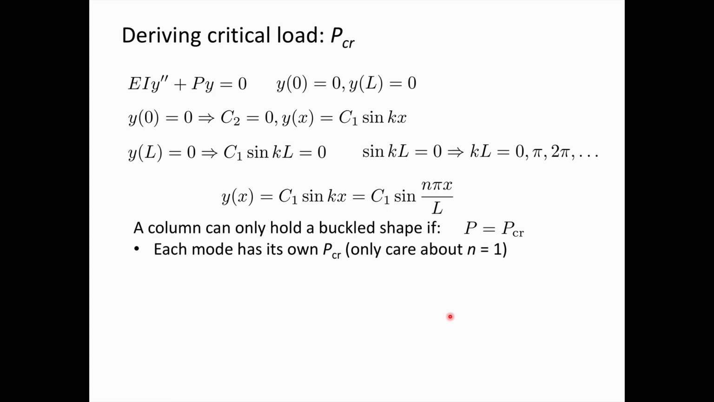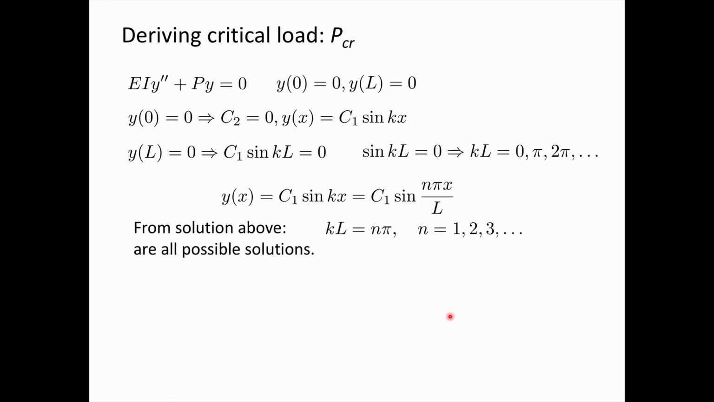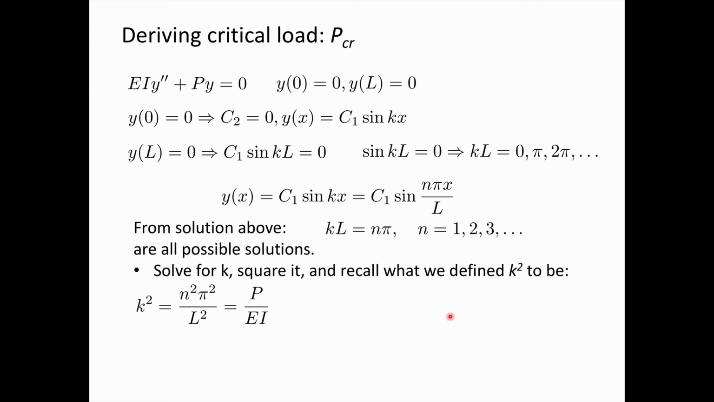So each mode has its own critical load, as I mentioned before, but we only really care about the first mode. So how do we find the critical load if n equals 1? This is the one that we care about. All of these are possible solutions with different n values. Here's the basic strategy. We're going to set n equal to 1, solve for k, square it, and remember what we define k squared to be. We can use this to solve for what P is, the critical load. So the critical load here, assuming an arbitrary value for n, is n squared pi squared EI over L squared.